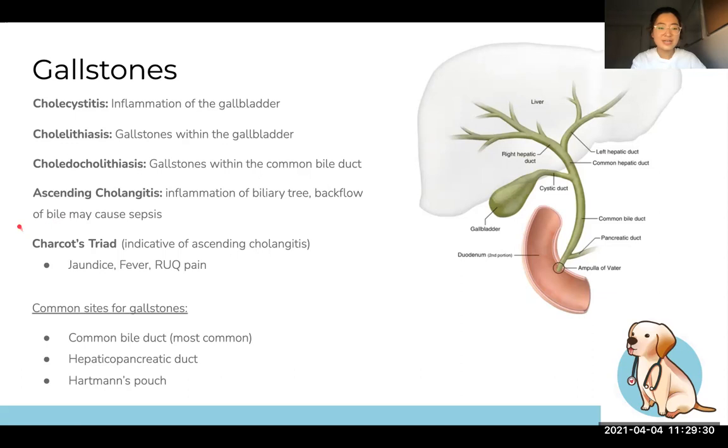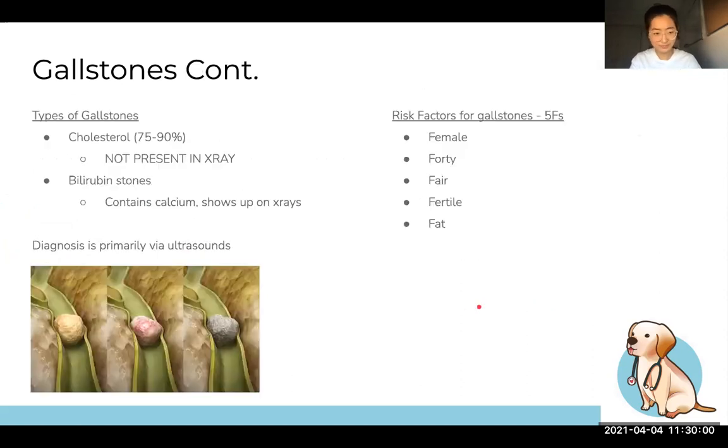And ascending cholangitis, a way of clinically diagnosing it is via Charcot's triad. Three things: jaundice, fever, right upper quadrant pain. If you have those three, that is usually indicative of ascending cholangitis. In terms of where gallstones can often be lodged, the common bile duct is the most common place. Apart from that, you've got your hepatopancreatic duct and also your Hartmann's pouch.